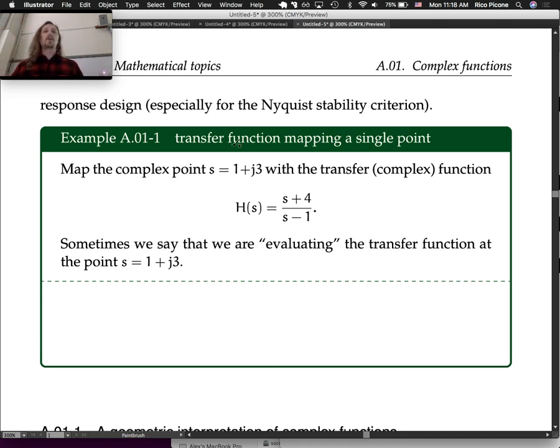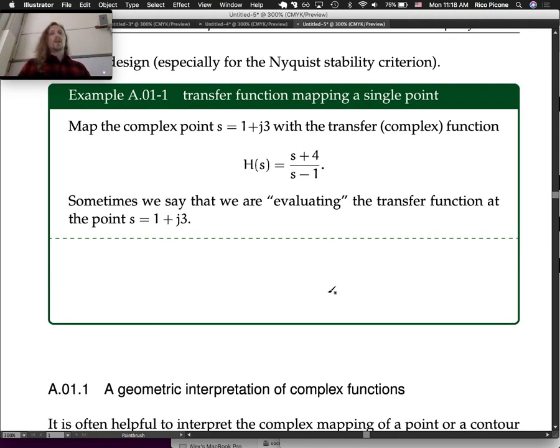A very mathematical term would be to map a point using the complex function. However, the less mathematical way to say it would be to evaluate the function. We talk about that a lot, evaluating a function at a point. So that's another way to put it. I think we can all do this. I'm going to give you a few seconds to try it on your own, and then we'll do it together.